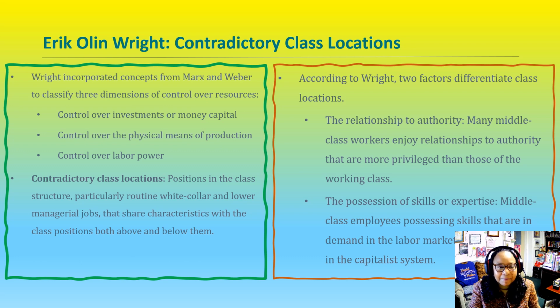According to Wright, contradictory class locations are positions in the class structure, particularly the white collar and lower managerial jobs, that share characteristics with the class positions both above and below them. According to Wright, two factors differentiate class locations: one, the relationship of authority, and two, the position of skills or expertise.